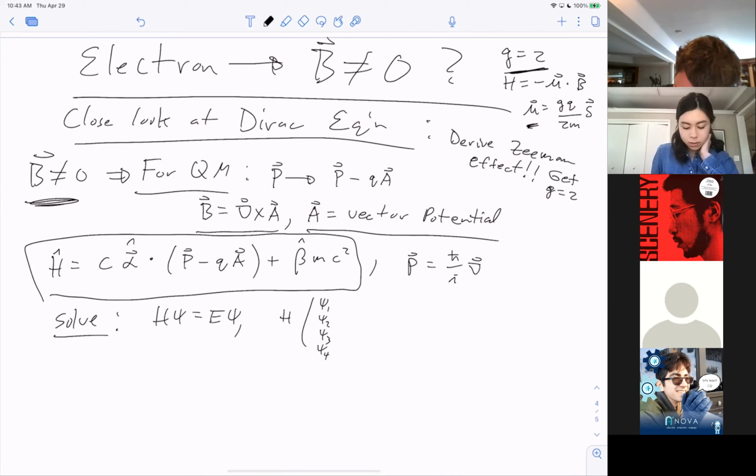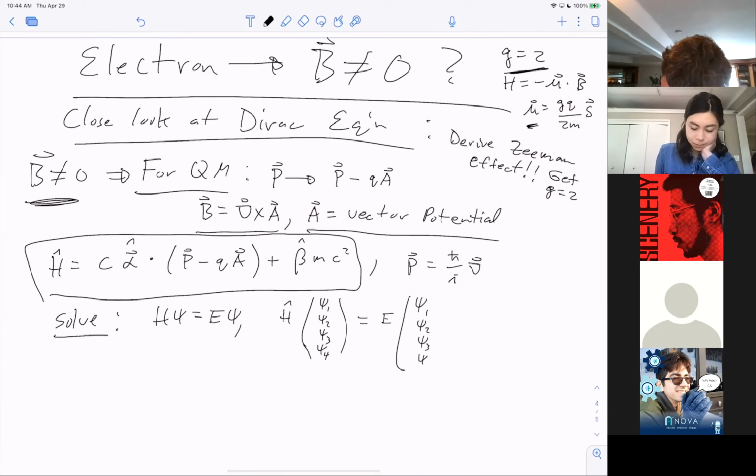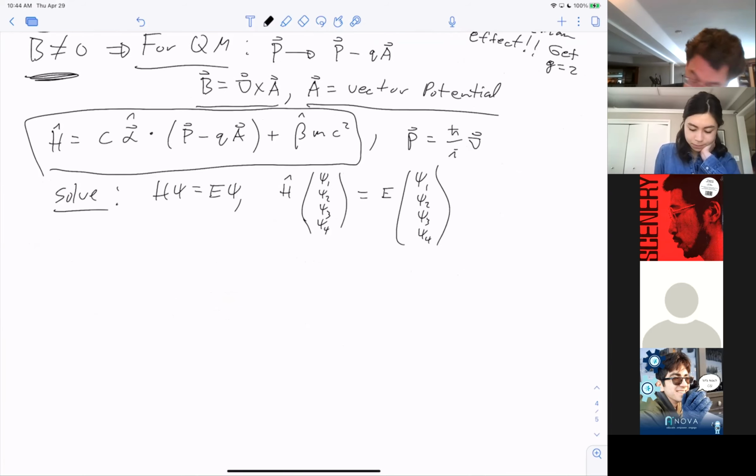And now we know what those dimensions are. It's the positive, and it's the spin up and spin down of the positive and negative energy solutions. And then H psi is equal to E psi, right? So it's an equation, we've got to solve it. Let's take a closer look at it.